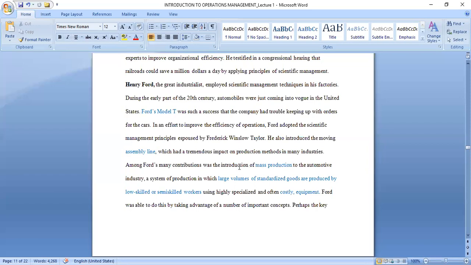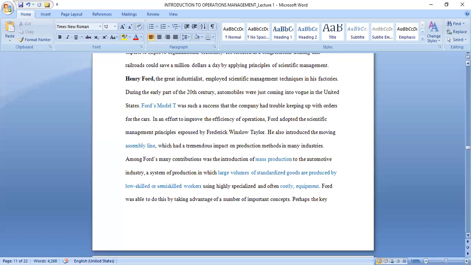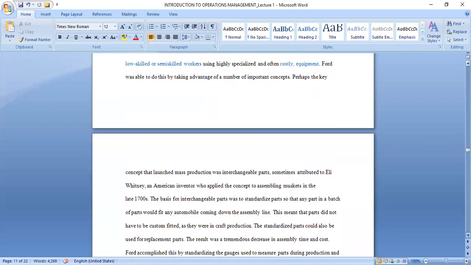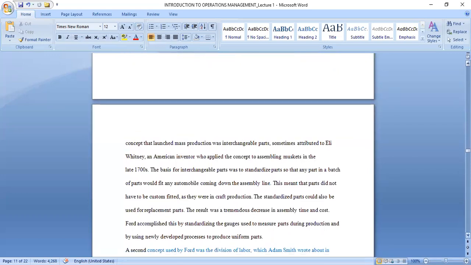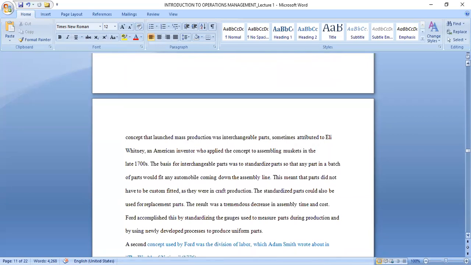So he introduced mass production, and when we talk about mass production, basically we are looking at production of standardized products in large volumes. By standardized, we mean uniform products, but while using low-skilled or semi-skilled workers. That's what we mean by mass production, although we may be using costly equipment. So mass production means production of large volumes of standardized or uniform goods and services using low-skilled or semi-skilled labor, although we may use costly equipment.